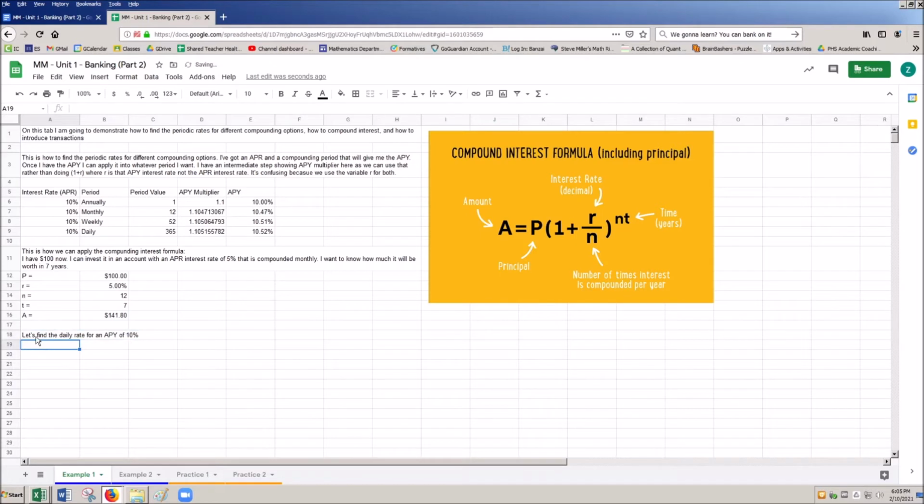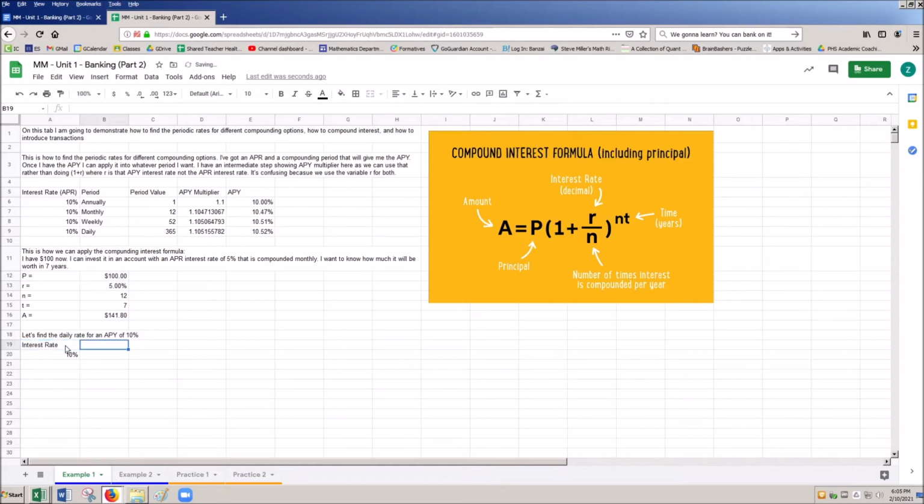Just going to show you real quick how I'm finding the APY. So for a daily rate, I just want to know for a single day. And so if I had an APY of 10%, I know that no matter what, I am yielding 10% here. So this is my interest rate.